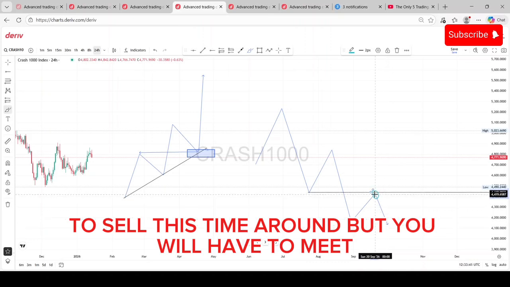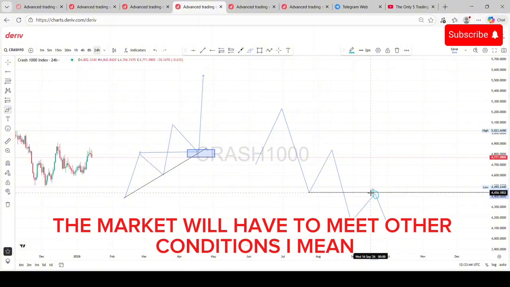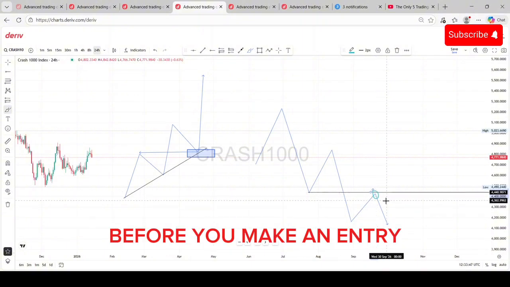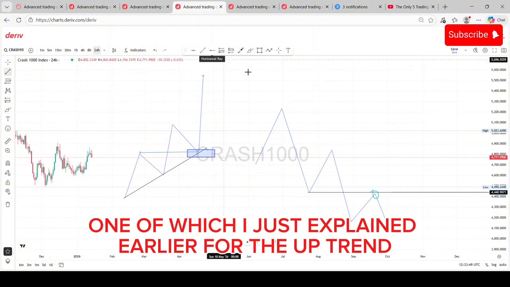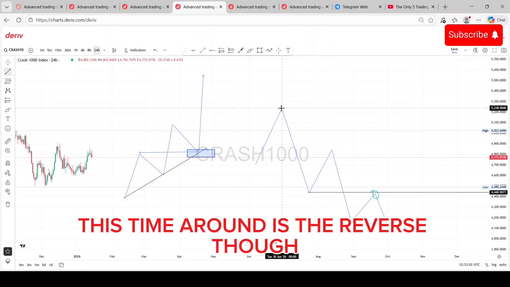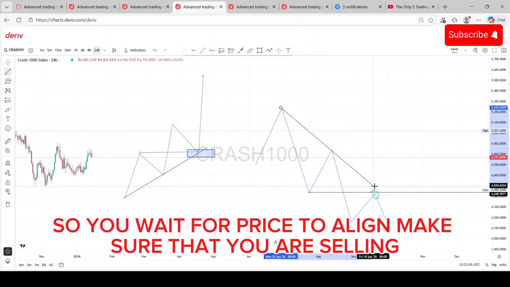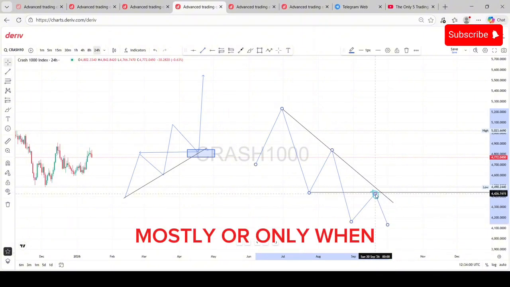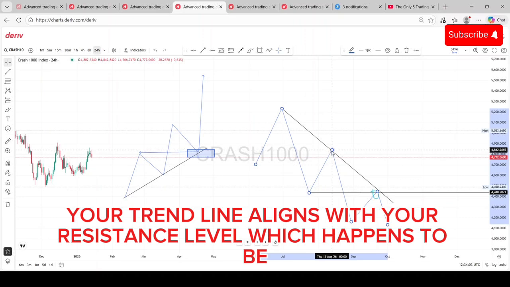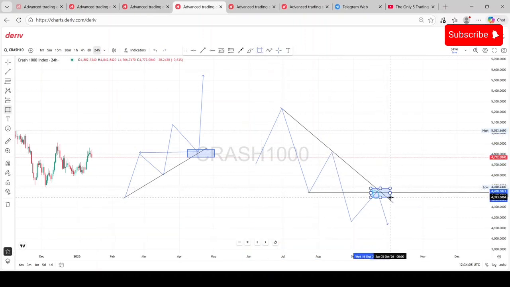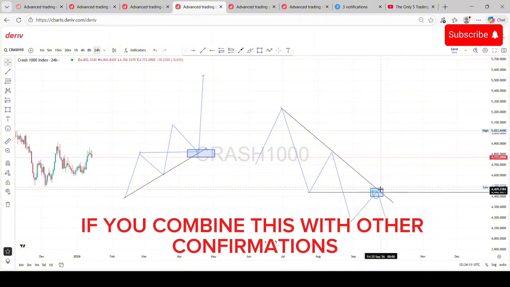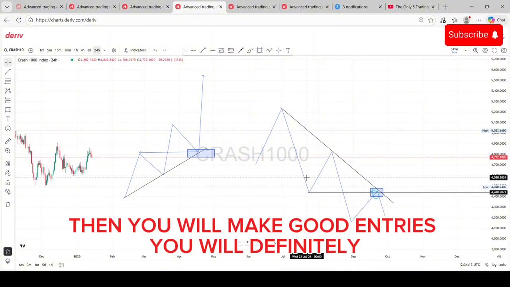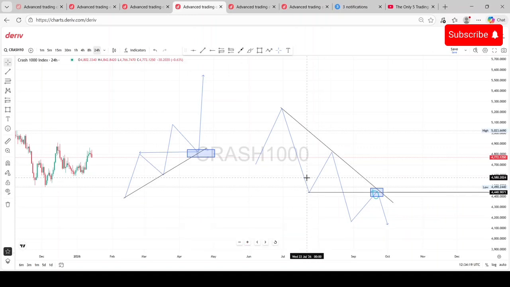But the market will have to meet other conditions before you make an entry, one of which I just explained earlier for the uptrend. This time around it is the reverse though. So you wait for price to align. Make sure that you are selling mostly or only when your trend line aligns with your resistance level, which happens to be this area. If you combine this with other confirmations, then you will make good entries. You will definitely make winning decisions.